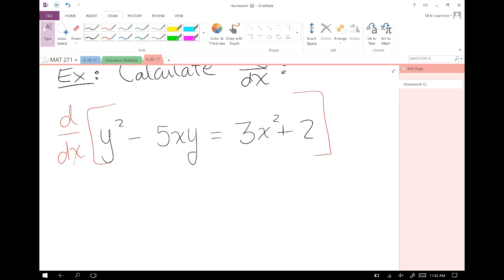So what is the derivative for y squared? 2y would be the normal power rule, but because it's a y, we also say dy dx. Okay? So 2y dy dx. And then I've got a minus sign, so that transfers down.